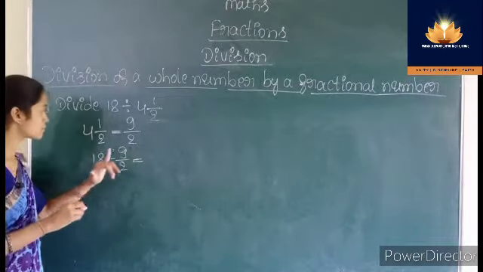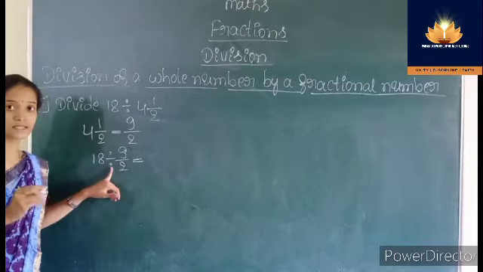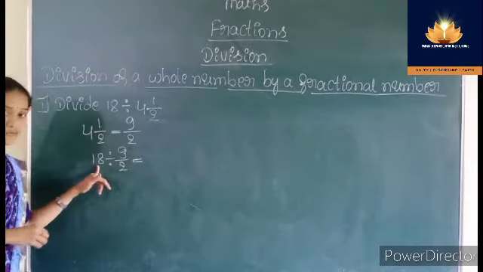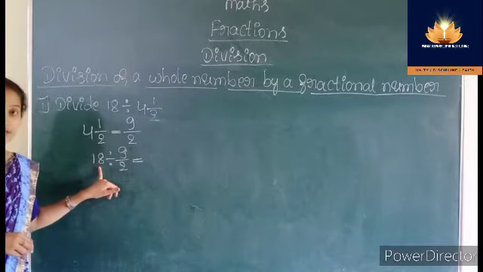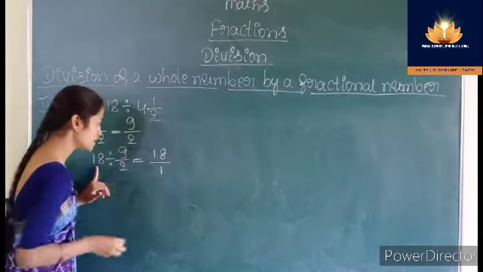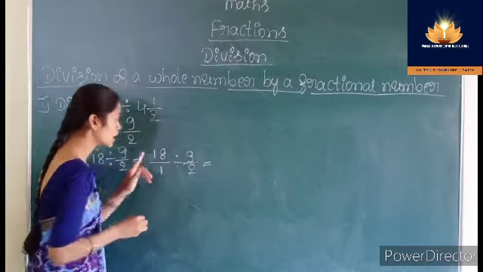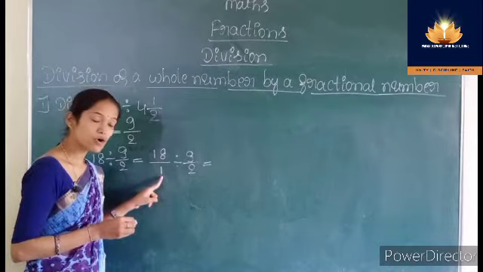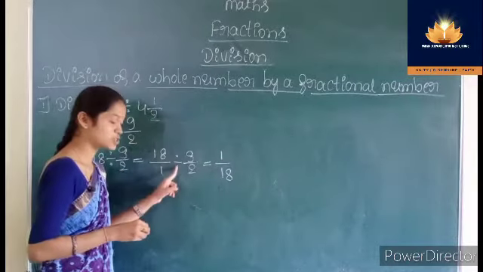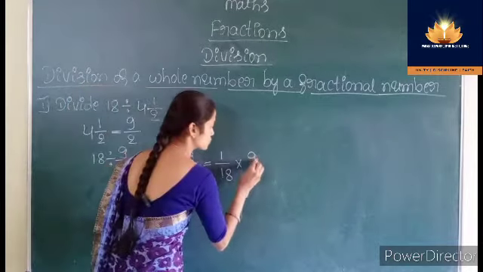To divide 18 by this 9 upon 2, first we have to convert the division symbol into a multiplication symbol, then we have to write the reciprocal of the whole number. That means we have to write the reciprocal of 18, that is 18 upon 1 divided by 9 upon 2 is equal to 18 upon 1. The reciprocal of 18 upon 1 is 1 upon 18, and change the division symbol into a multiplication symbol, then 9 upon 2.